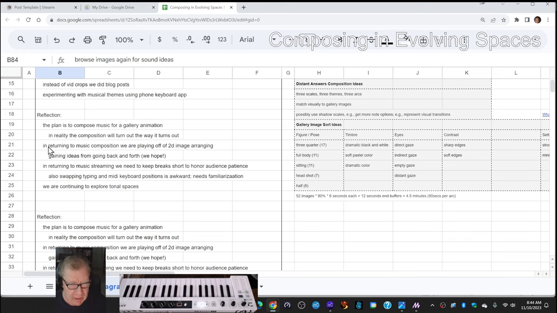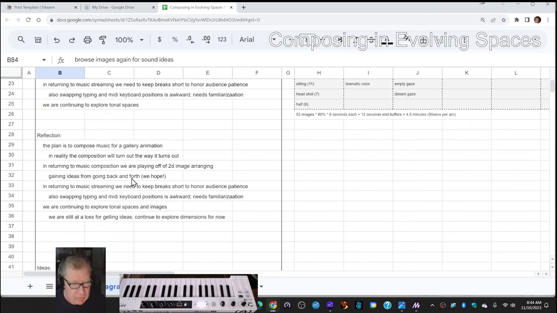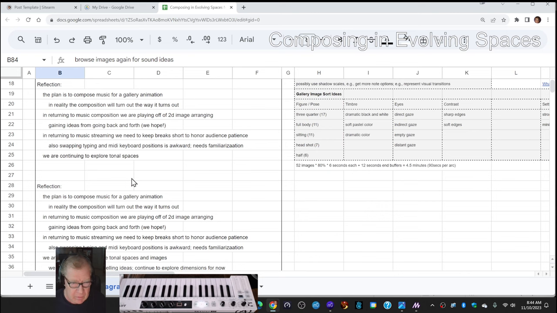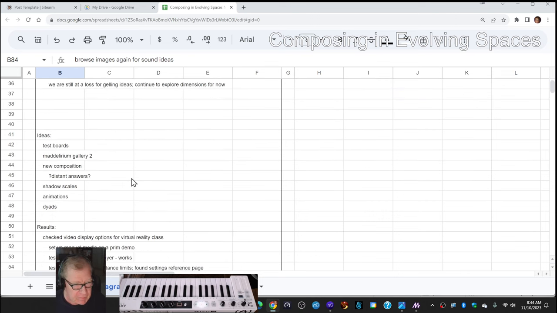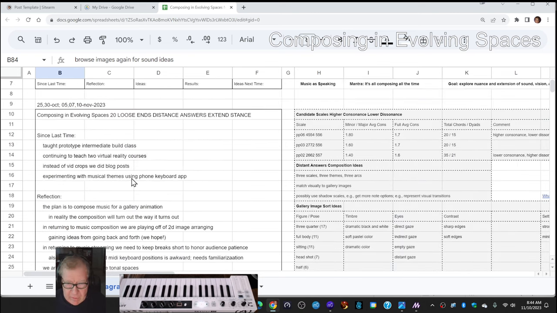We realized that the composition is going to go its own way, as all our compositions do. But we're also playing off of 2D, two-dimensional image arranging, and getting some ideas by going back and forth. And we're also continuing to explore tonal spaces. So what we have done is pick three scales to work with, the pentatonic parallel 6, 3, and 2, and we've been composing in them.